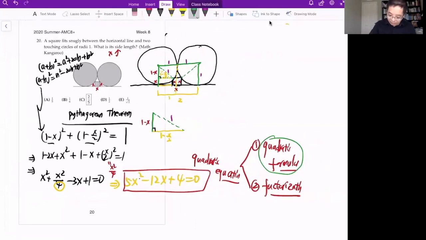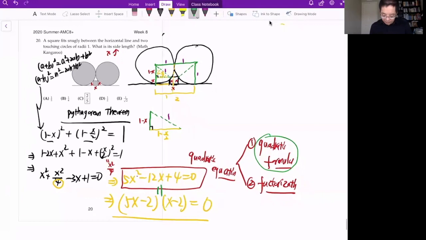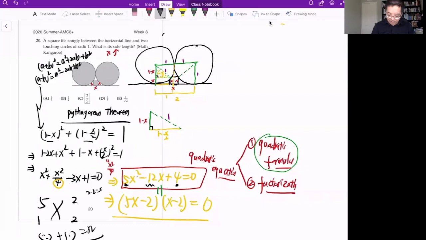To factorize, I claim I can factorize this as (5x minus 2) times (x minus 2) equals 0. These two things are the same. You can check. One way is you can just write it out and check they're the same. The way that we can get this is we do so-called cross multiplication. I have the 5, so this is 5 and this is 4. This is 12, right? So I have 5, 1, and then 12, 2, 2. So 2 times 2 is 4, and 5 times 2 plus 1 times 2 is 12. That's how. This is so-called cross multiplication.